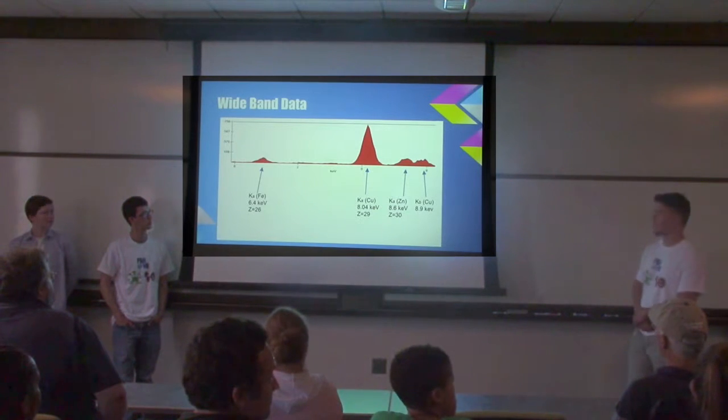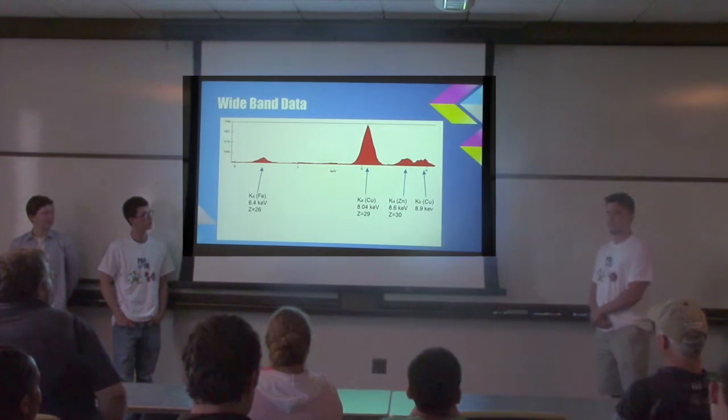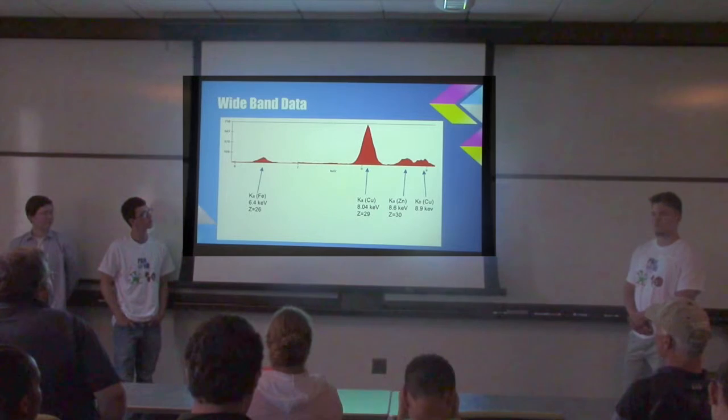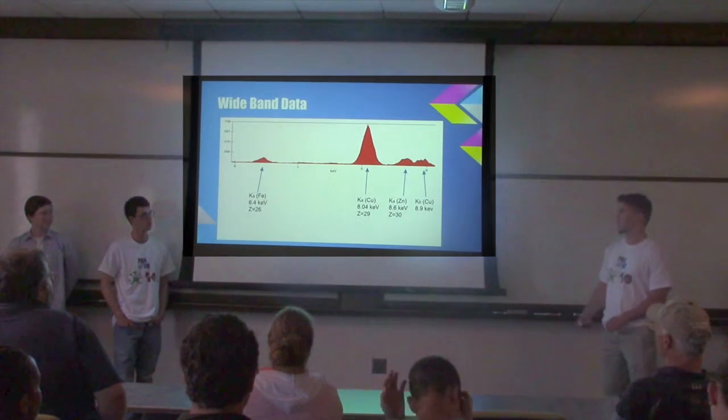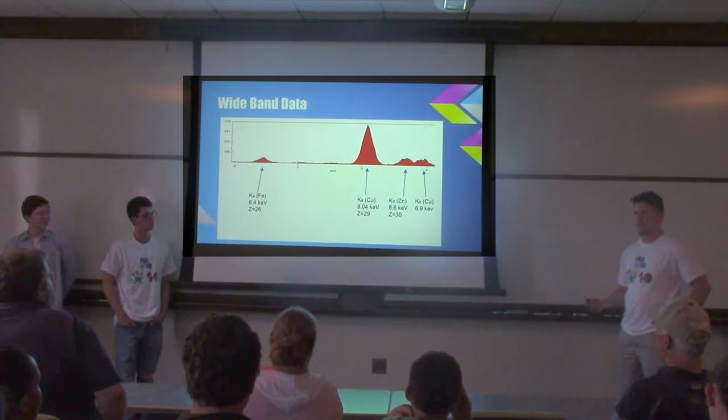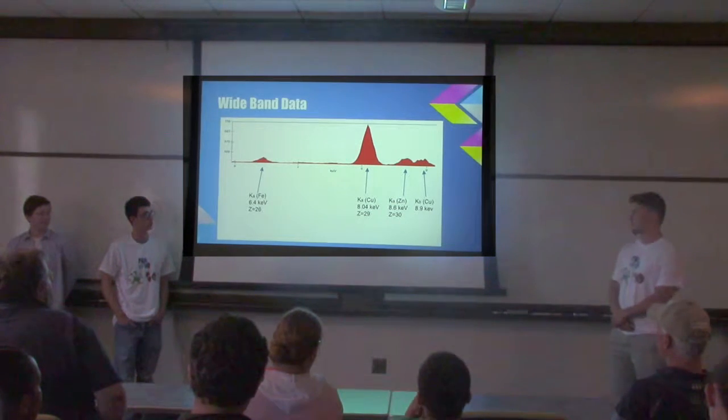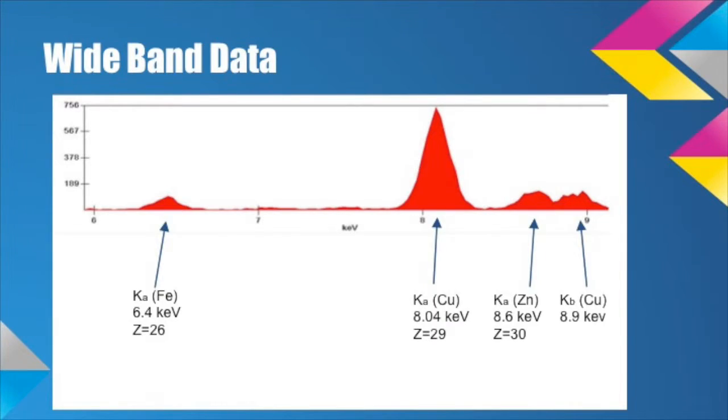Something important to note here is the correlation between atomic number and emitted X-ray energy. This is important because, as Elias said earlier, Moseley's law says that there should in fact be a relationship between these two properties. So let's take a closer look at our data and see if we can depict a relationship between the two. We start out all the way on the left here with iron.